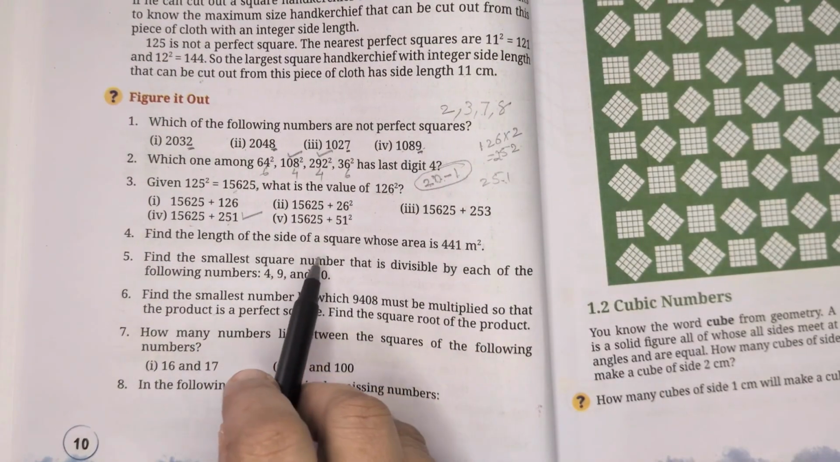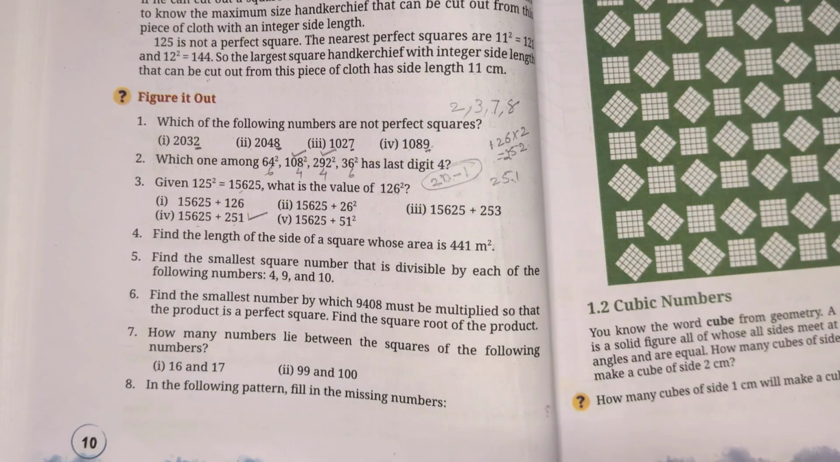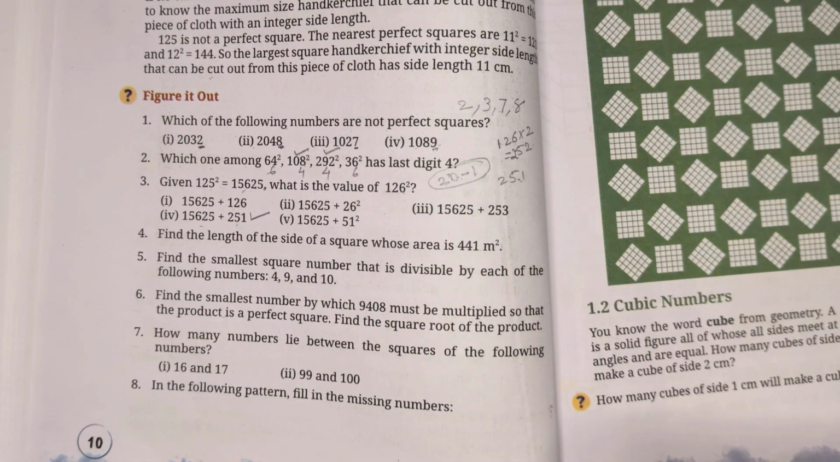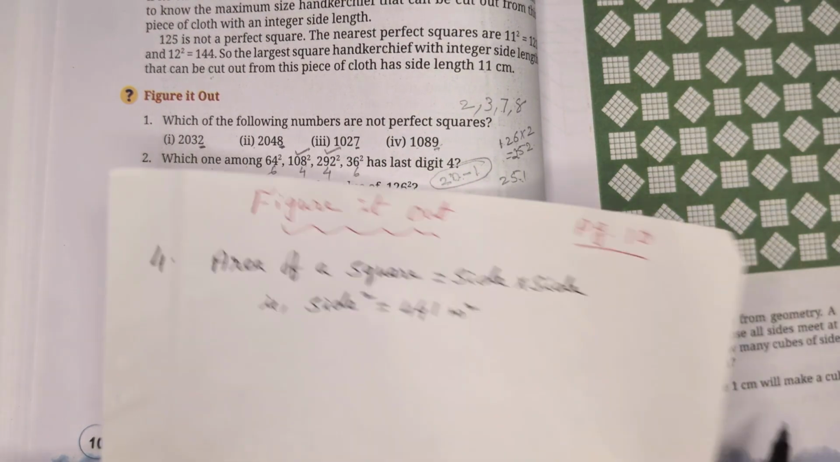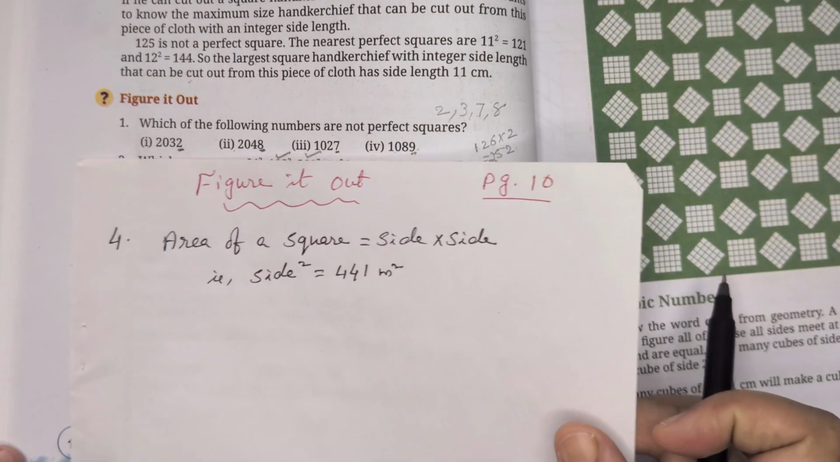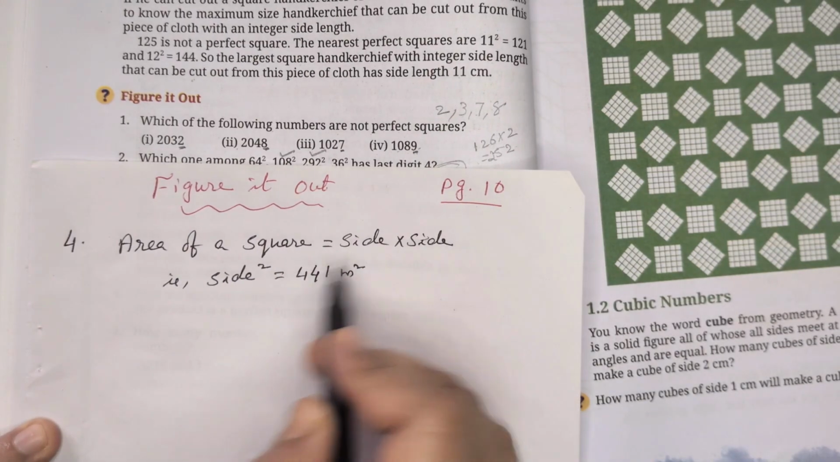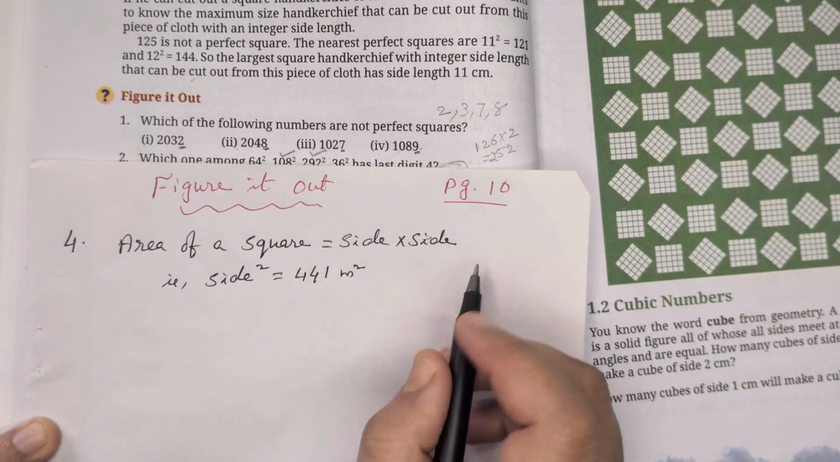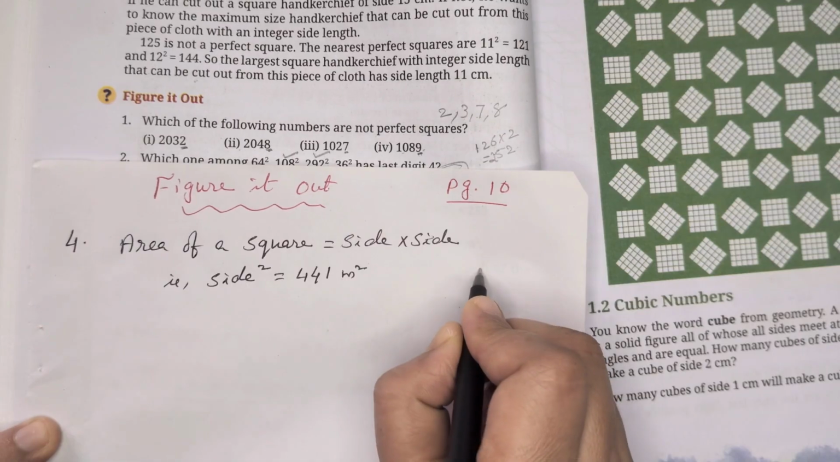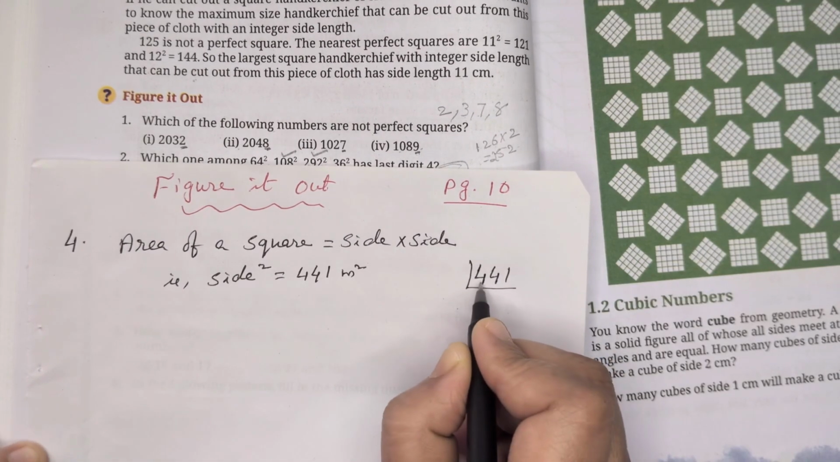Fourth question, find the length of the side of a square whose area is 441 meters square. We know that the area of a square is equal to side into side, which means side square is equal to 441. Then we have to find the square root of 441 by the prime factorization method.